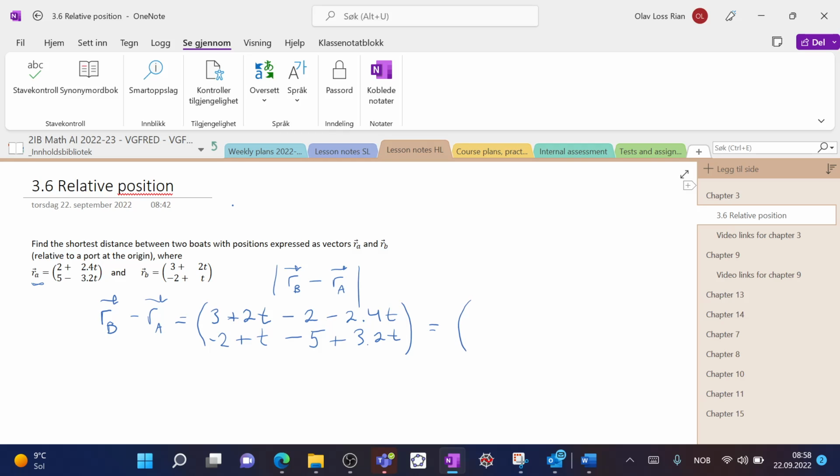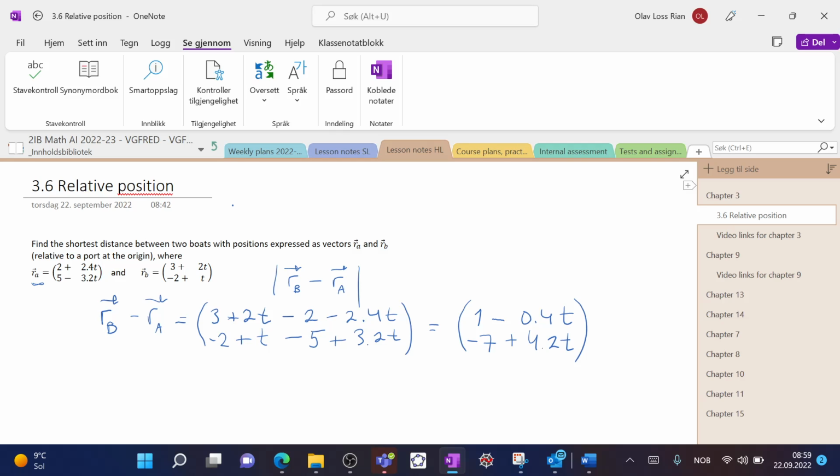Here we have 3 minus 2, that's 1. And then we have plus 2 minus 2.4t, so that's going to be minus 0.4t. And the y component is going to be minus 7 plus 4.2t, like this.